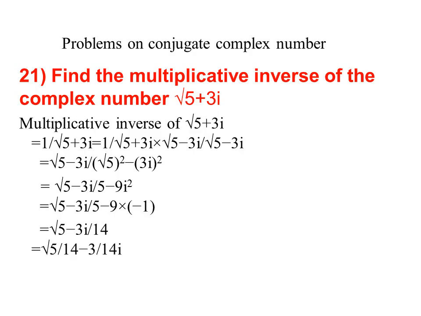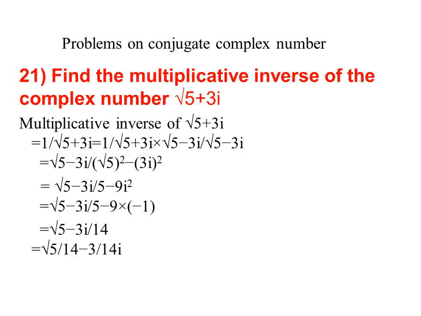Here, the first problem is to find the multiplicative inverse of the complex number root 5 plus 3i. We know that the multiplicative inverse is the reciprocal of a complex number. Therefore, the multiplicative inverse of root 5 plus 3i is 1 by root 5 plus 3i. After that, we have to multiply this multiplicative inverse by the conjugate of the complex number.